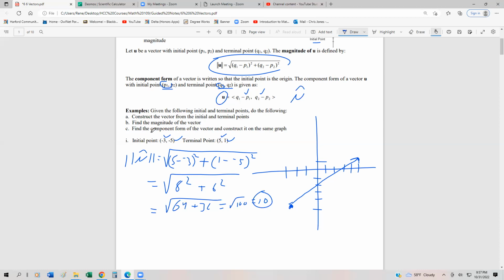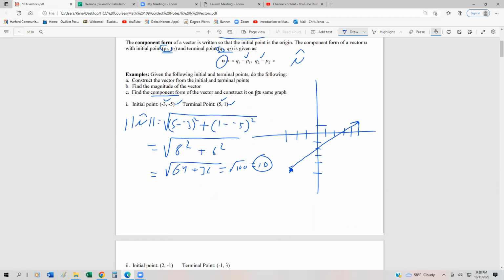Now finally, we want to find the component form. To find the component form of u, I'm going to subtract the x coordinates, terminal minus initial: 5 minus negative 3, comma, 1 minus negative 5. And so that means that the component form of our vector u is going to be equal to <8, 6>. What that would mean is I'd have to plot the point (8, 6). So we have 5, 6, 7, 8, and then 1, 2, 3, 4, 5, 6.